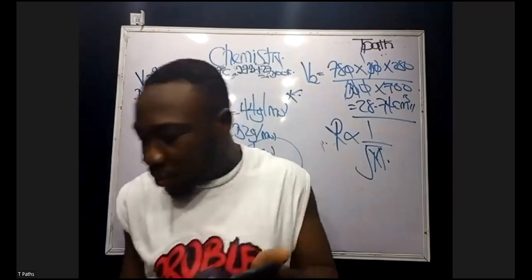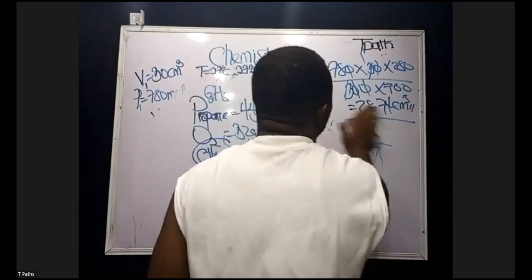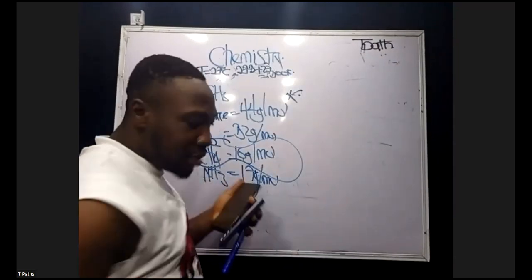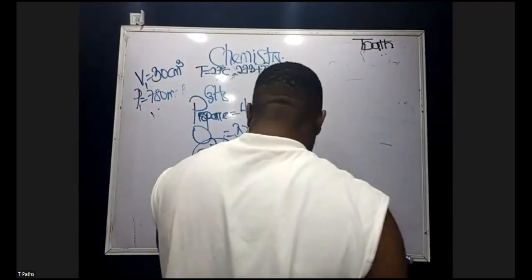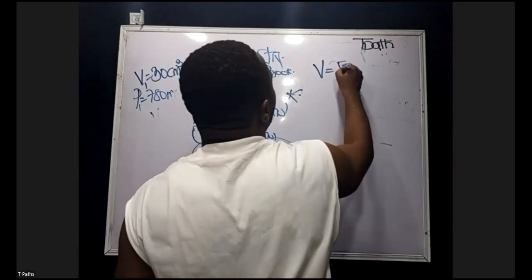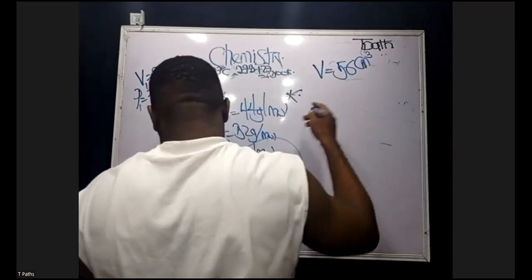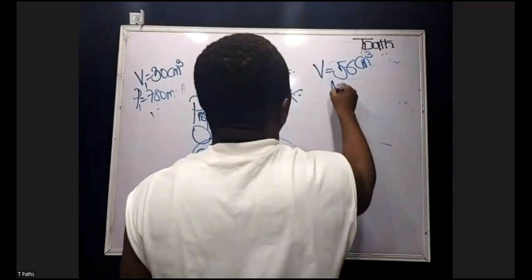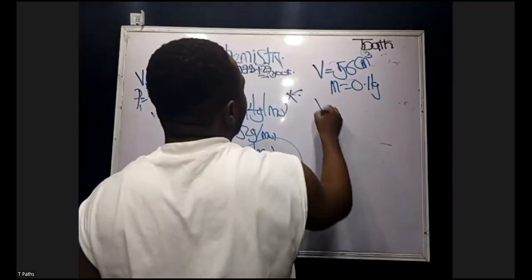Now, I would like to do this question. I want to solve 1999 number 2. Very good question. They said 56 cm cube of a gas at STP weighs 0.11 gram. The mass is 0.11 gram. What is the vapor density of the gas?